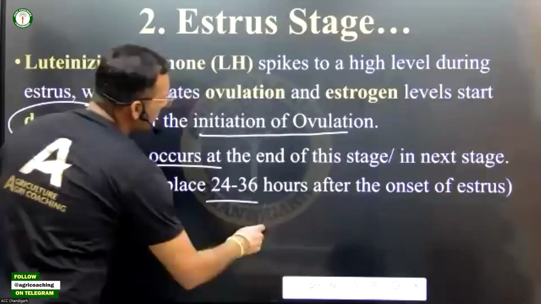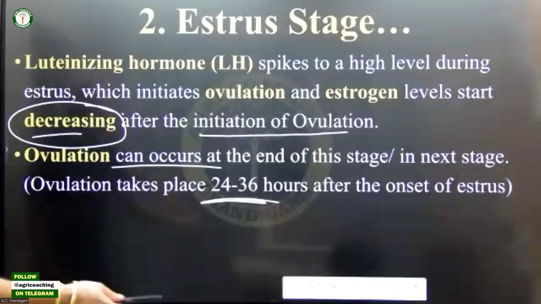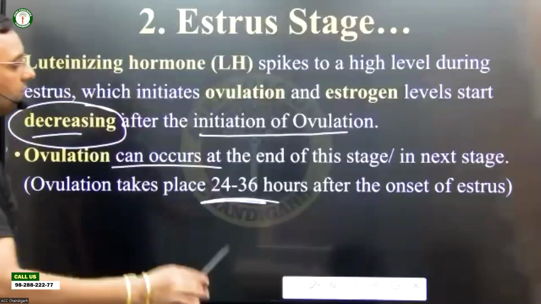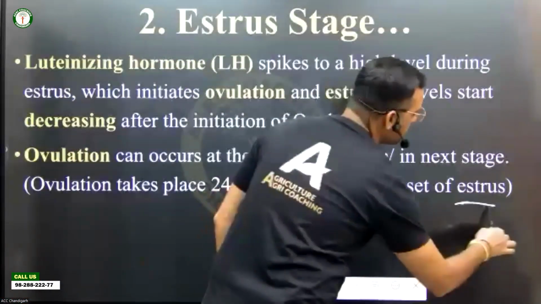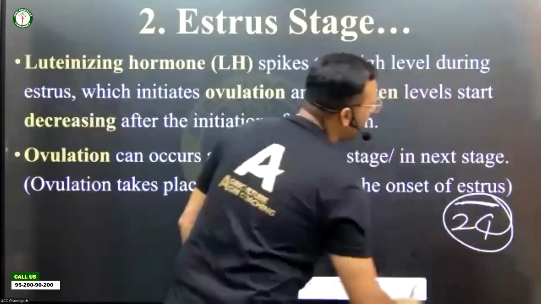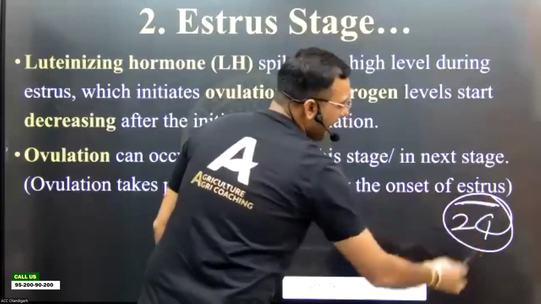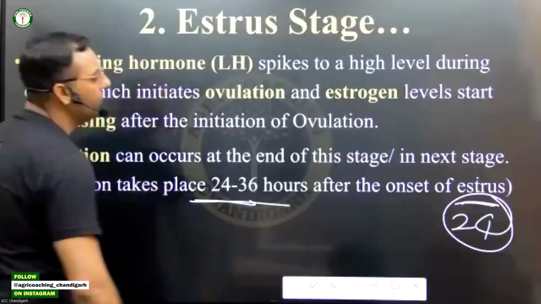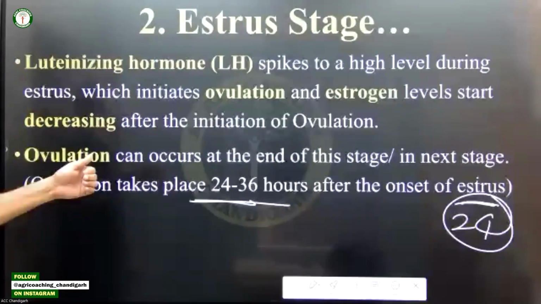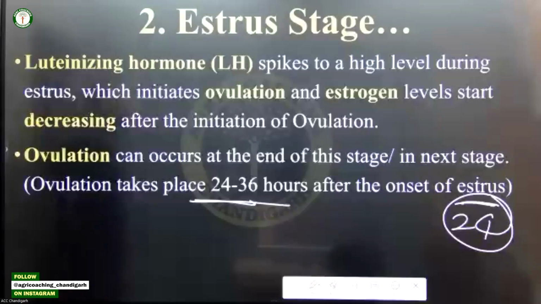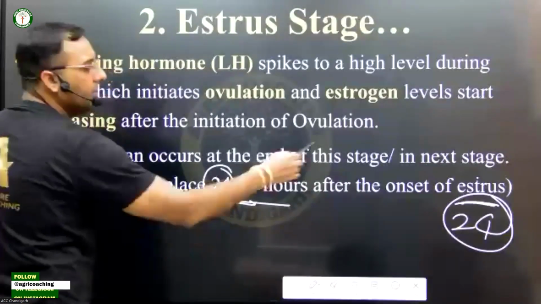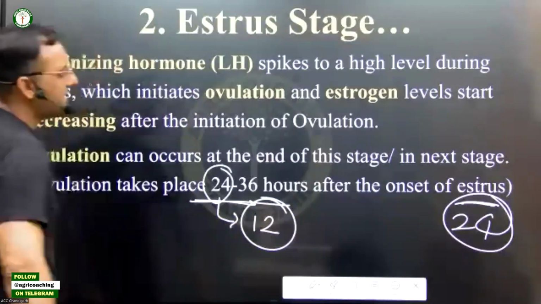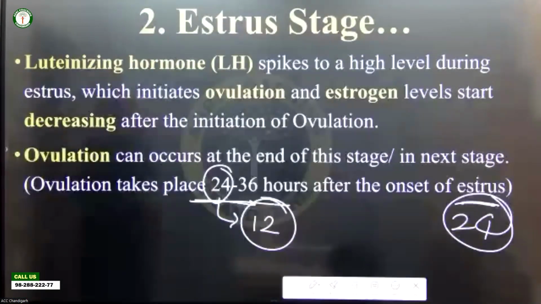Ovulation takes place 24 to 36 hours after the onset of estrus. Try to understand this, guys. Estrus will continue for 24 hours. When the estrus starts, after 24 to 36 hours, ovulation will occur. So in other terms, because 24 hours will be taken by estrus only, once the estrus is over, on an average after 12 hours, ovulation will occur.